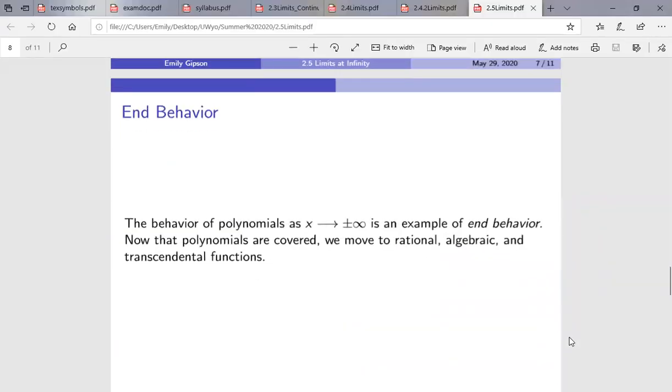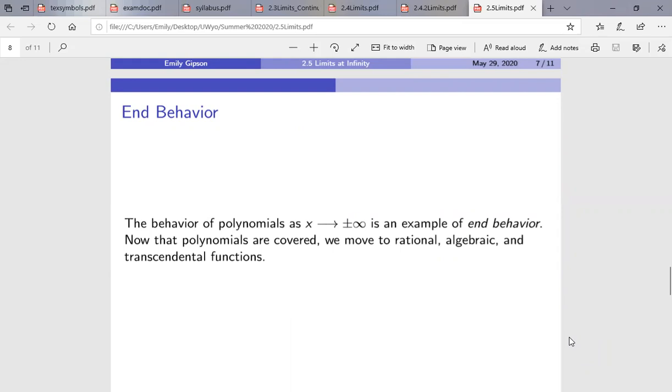So what we've been studying and what we've been talking about is the end behavior. And the behavior of polynomials as x approaches positive or negative infinity is an example of this end behavior. So what goes on at the very ends of these functions? What goes on at positive infinity or negative infinity?